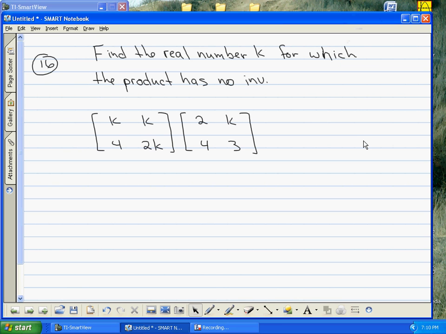Find the real number k for which the product of these two matrices has no inverse. The matrices are [k, 2k; 2k, k] and [2, 4; k, 3]. Well, we want to know when this product has no inverse. Before we begin, let's just look at what an inverse is.